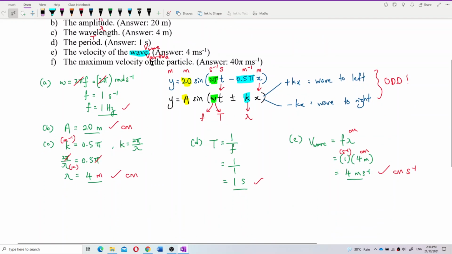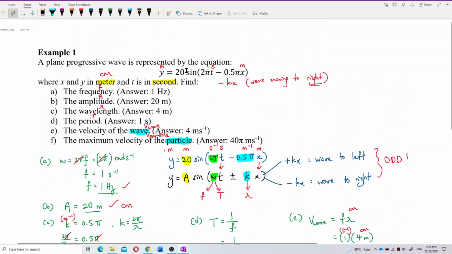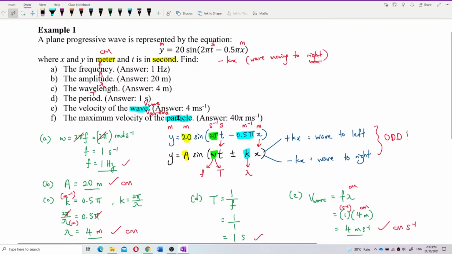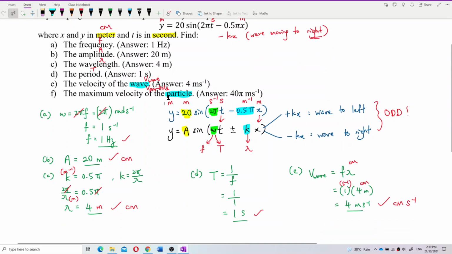Now, how about the maximum velocity of the particle? The velocity of the particle is always changing, so it has a maximum and minimum value. But the velocity of the wave is always constant. It only has one value, which is 4 meter per second all the time. But the velocity of the particle keeps on changing sinusoidally, so sometimes it's the maximum value, sometimes the minimum value. It will increase and decrease.